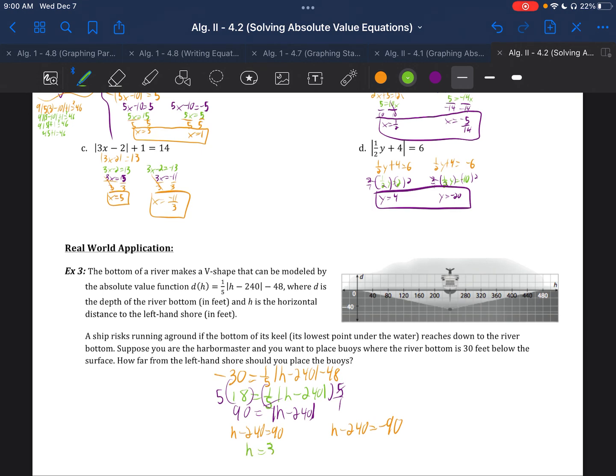So in both scenarios, we'll add 240 to each side, and 90 plus 240 gives us 350 feet. Let me try that again. 330 feet from the left-hand side. And the other one would be 150 feet from the left. So that'd be in the picture right about here, and right about here is where it's telling us to put the buoys. And if we were to plug those numbers back in for h, for the horizontal distance from the left, we'd end up getting d, the depth, to be negative 30.